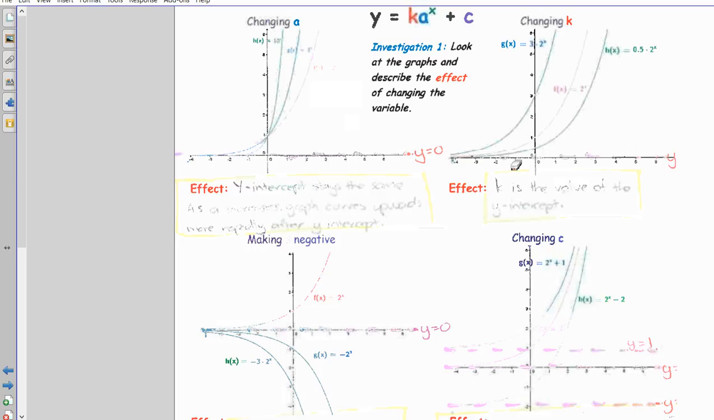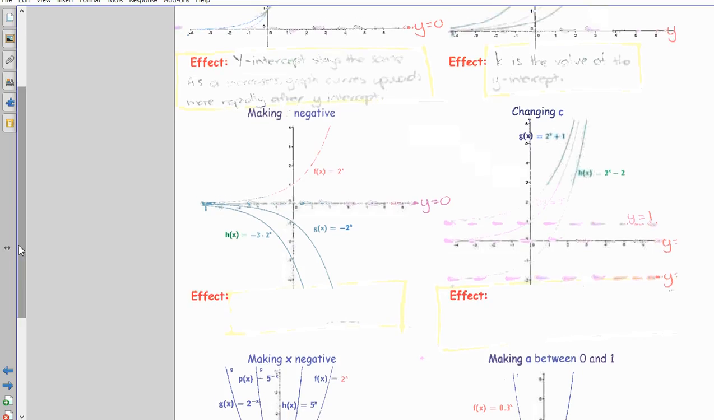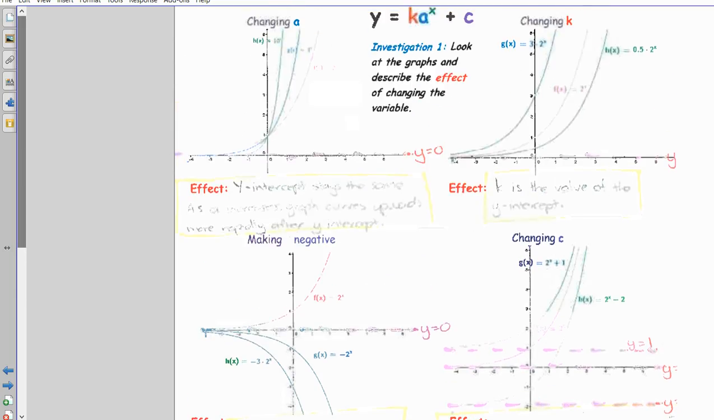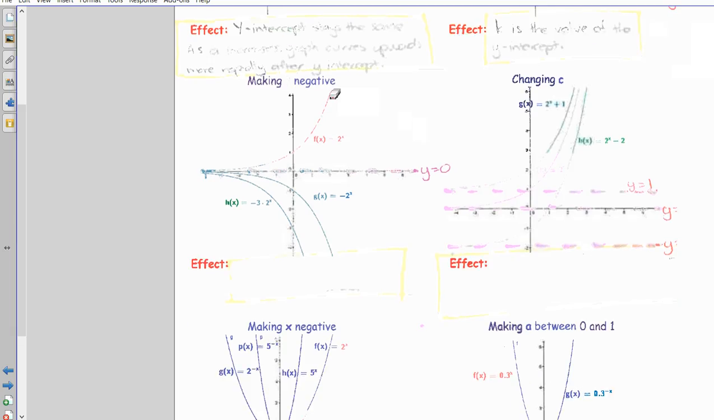Next one along, making k negative. You can't see the k there, but on yours it says k negative. So k is this one. What happens if you make this number a negative? So I've put one where k is positive. This is an example of one where k is positive. These are examples of when k is negative. So basically it just makes the graph curve downwards instead. So if k is negative, it just flips it so it goes downwards, reflects it across the x-axis.